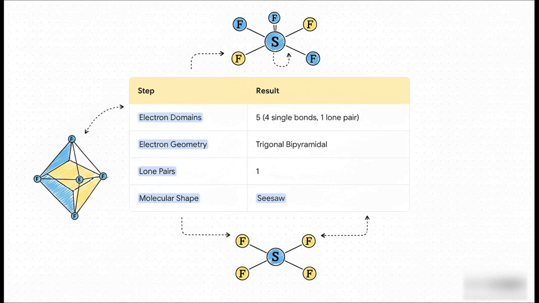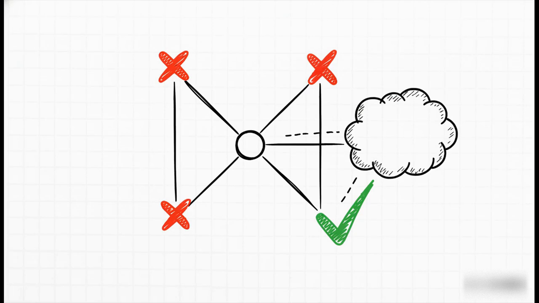And I'm not kidding. A chemist somewhere looked at this and thought, hey, that looks just like a seesaw. And the name stuck. Now, for 5 domains, there is one absolutely crucial rule you have to know. A trigonal bipyramidal shape has 2 different kinds of spots, 2 axial spots that go up and down, and 3 equatorial spots around the middle, kind of like the equator of the Earth. And the rule is this: a big, bulky lone pair will always go into one of the equatorial spots.